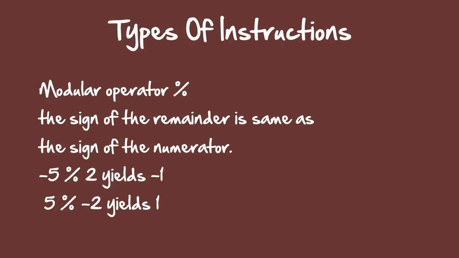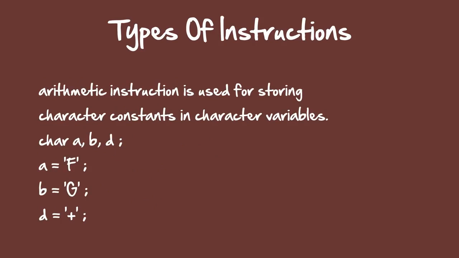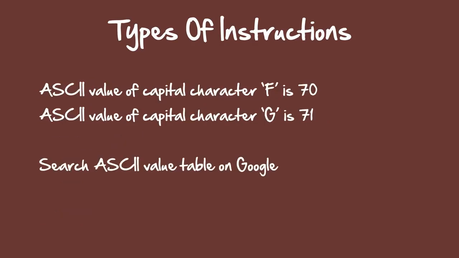The third is, an arithmetic instruction is often used for storing character constants in character variables. char a, b, c; a = 'F', b = 'G', c = '+'. When we do this, the ASCII values of the characters are stored in the variables. ASCII values are used to represent any character in memory. The ASCII values of F and G are 70 and 71. Now you have to search the ASCII table on Google and check all the values.